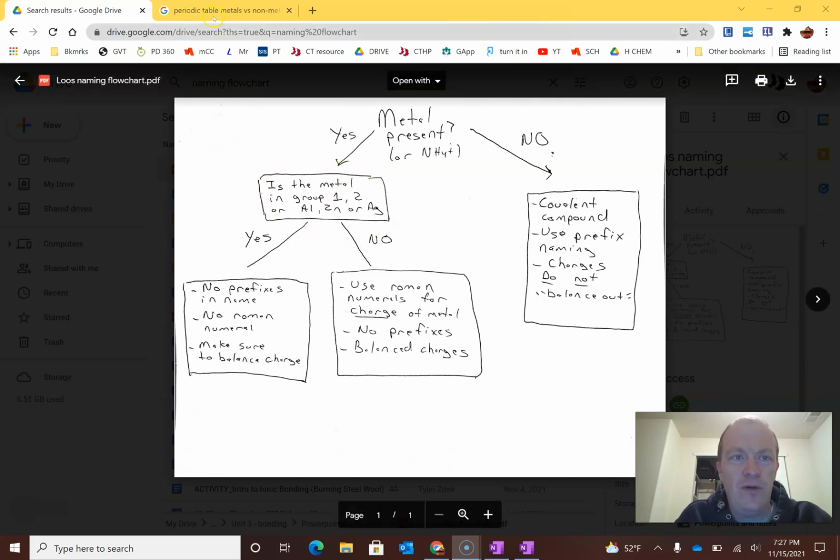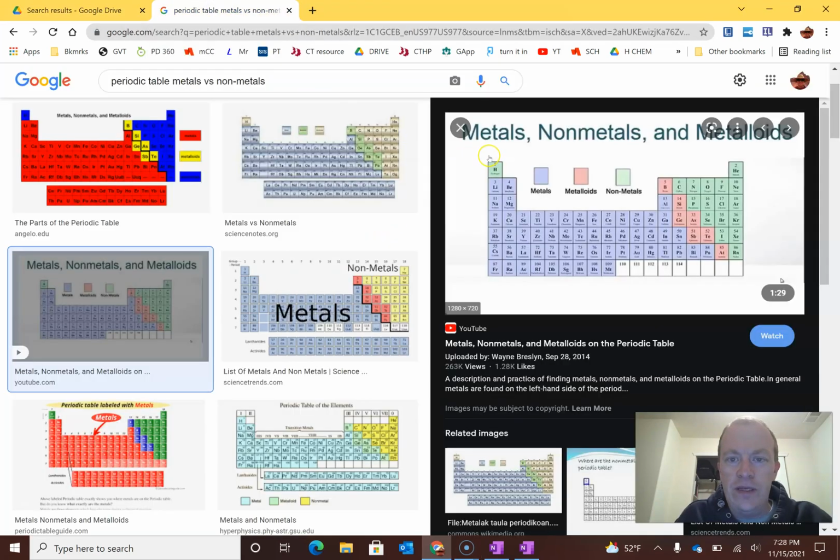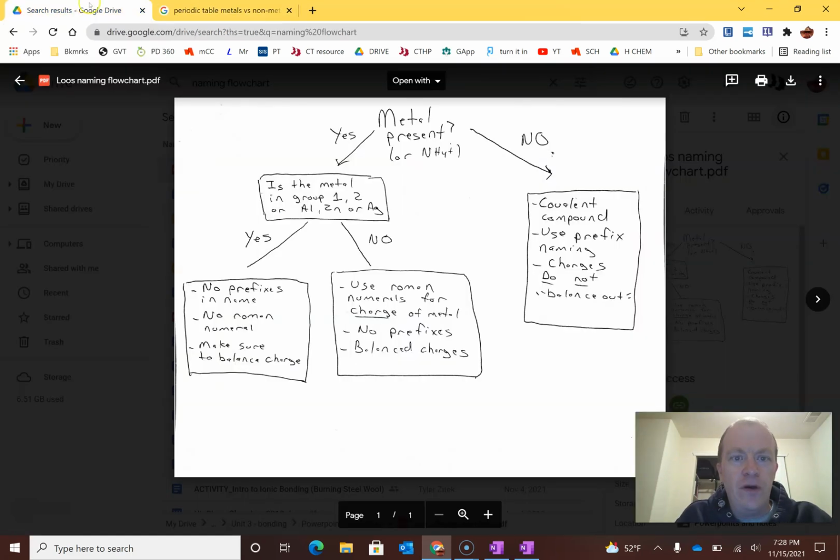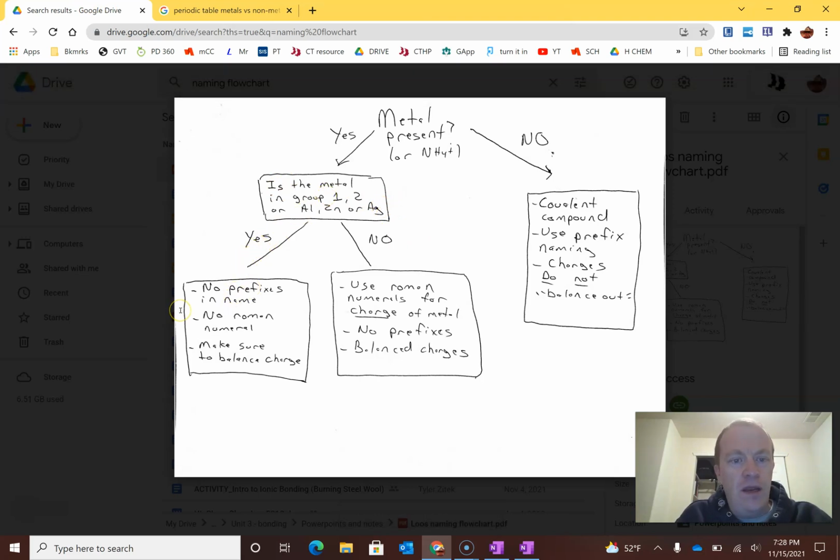If the answer to that question is yes, the next question you ask yourself is, where is this metal on the periodic table? Is it one of the ones we labeled? Is it in group 1? Is it in group 2? Or is it specifically aluminum, zinc, or silver? If the answer to that question is yes, then we're not going to use prefixes, we're not going to use Roman numerals, it's just going to be plain. Whereas if the answer is no, that's where we're going to use Roman numerals. So again, it's just trying to get you in the right system of naming. It works a little better when you are given the formula and asked to write the name rather than the other way around, but it's still helpful in getting you in the right frame of mind.